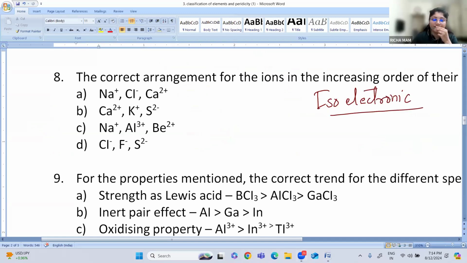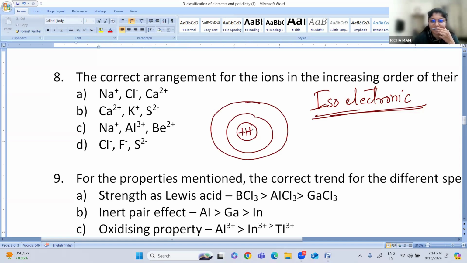Now here, we see calcium plus 2, K plus and S minus 2. These are all isoelectronic species. Now when you have isoelectronic species, what will happen to the radius? The radius will decrease. Why? Because your nucleus is present here, and the same number of electrons are present in all the three systems.